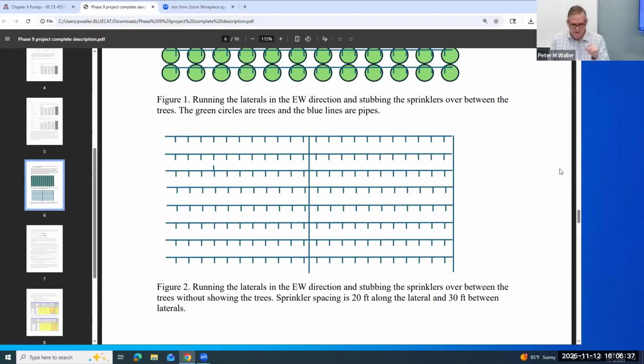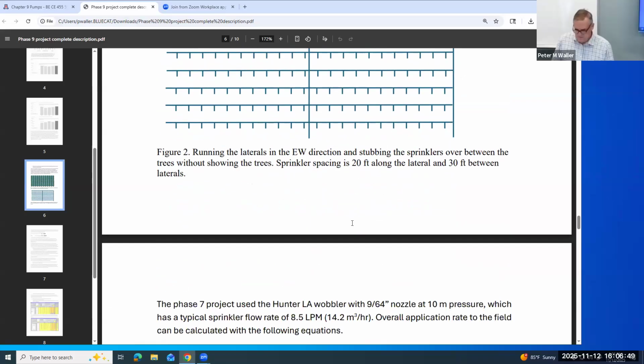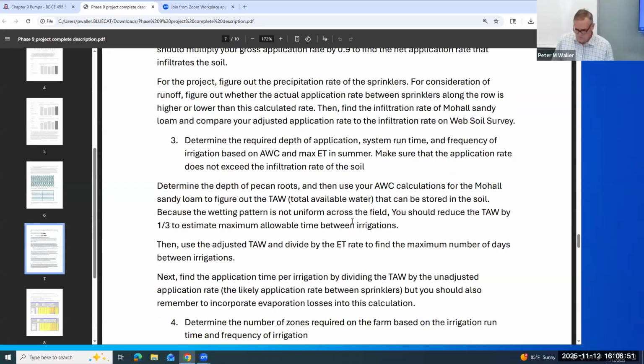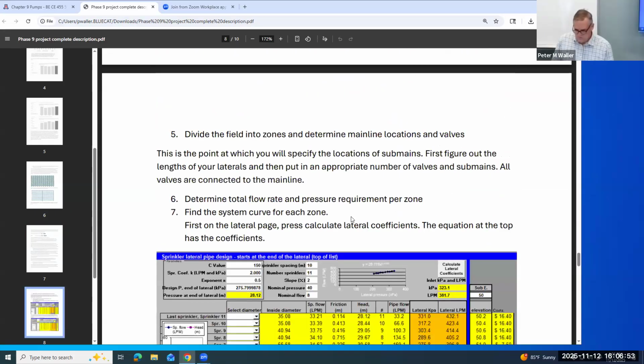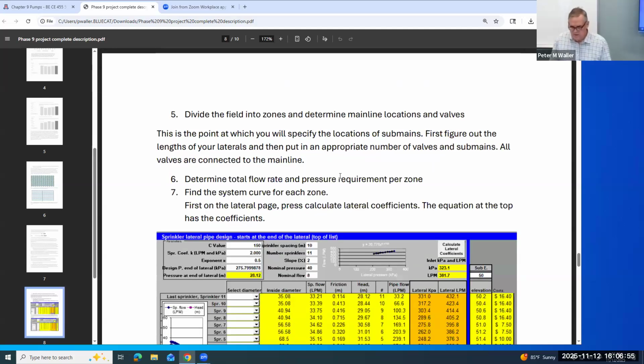So you have a main line. The definition of a main line is that it's before the valves. It's not connected to any laterals. The main line supplies the submains. Then you determine the total flow rate and pressure requirement per zone. And I think I should have put these two together. Find the system curve, because that's part of this.